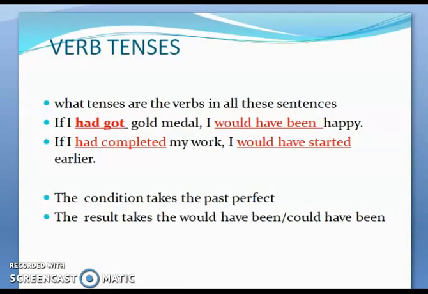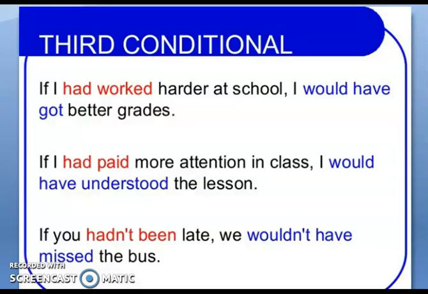The verb tenses that we are following in the third conditional: the condition takes the past perfect and the result takes would plus have plus the past participle form of the verb. A few more examples for the third conditional. If I had worked harder at school, I would have got better grades. If I had paid more attention in class, I would have understood the lesson. If you hadn't been late, we would not have missed the bus.